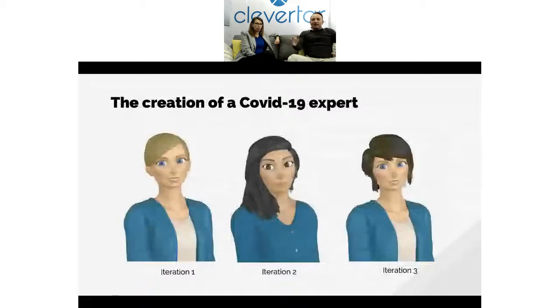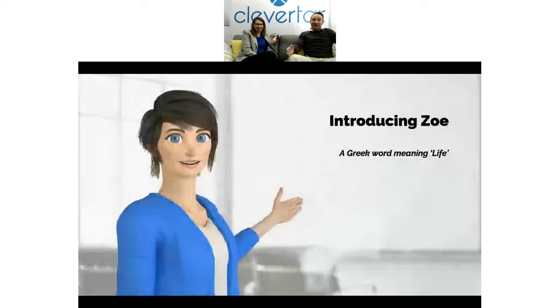As part of that initial content design process in that first couple of days, we then had to look at what is the persona that they want to have with this virtual agent, and we looked at a couple of different options. Iteration, you can see on the screen here, we've got the creation of a COVID-19 expert. Zoe went through a few different transformations. She went from blonde hair to dark hair overnight, pretty amazing feat. So there were 3 different iterations there, and finally we ended up with this lovely character, Zoe.